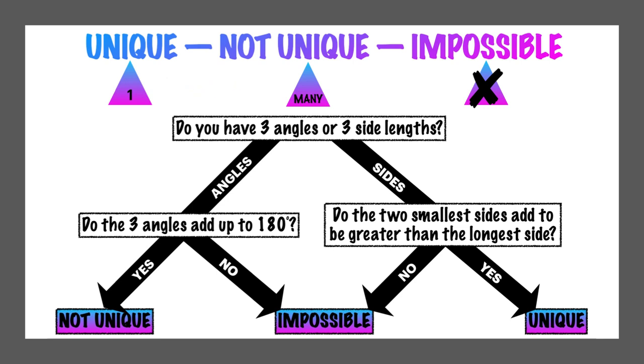Let's look at the next one on that paper. We have 1 centimeter, 4 centimeter, 10 centimeter. Are these angles or sides? Okay, down sides. Do the two smallest add to be greater than the longest? I'm hearing some mm-hmms. 1 plus 4 is not greater than 10. So this would be classified as impossible. Very good.